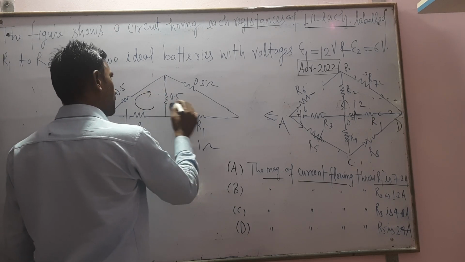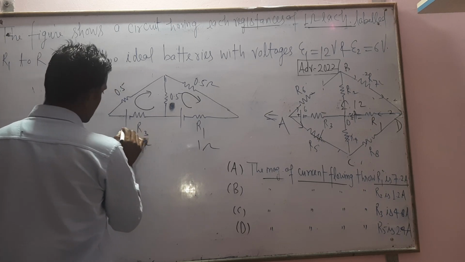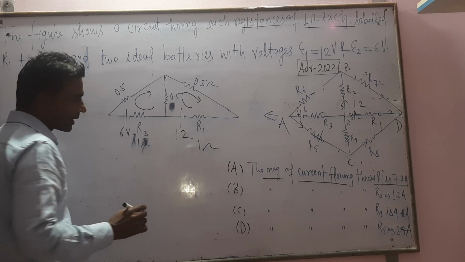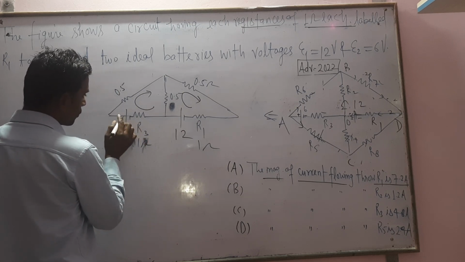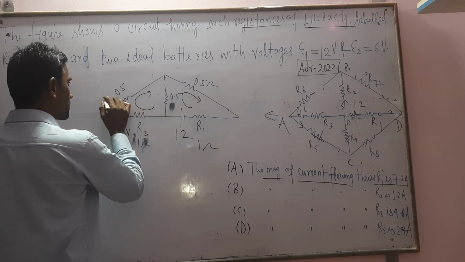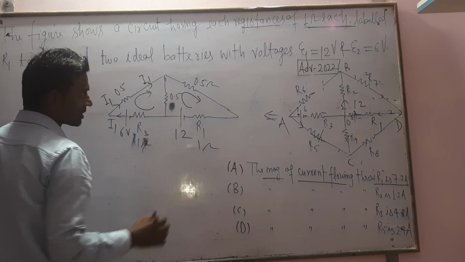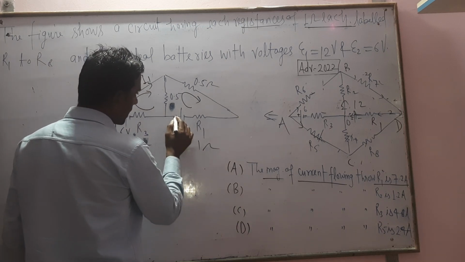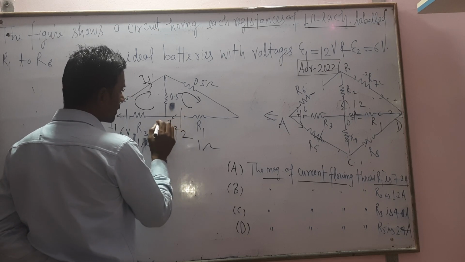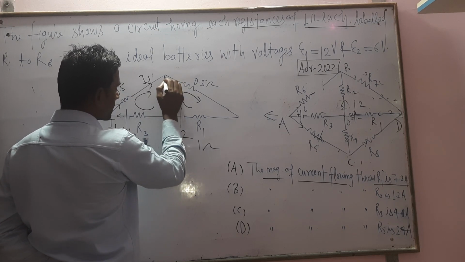Now this is the first closed path, and this is the second path. Let us suppose this is the 6 volt battery and this is the 12 volt battery. The current flowing through the 6 volt battery is I1, and the current through the 12 volt battery is I2.